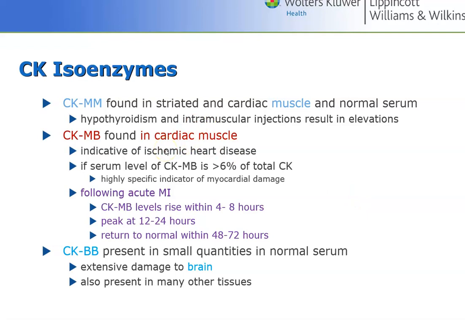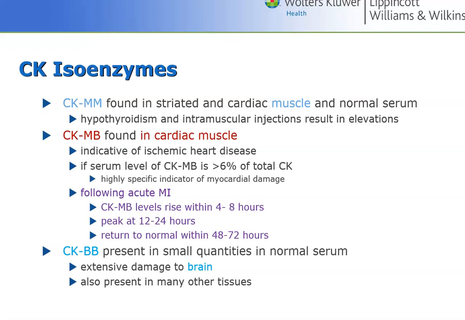If your CK is elevated, and it has to be above a certain point, then we're going to be fractionating and looking for a CKMB. If CKMB is greater than 5%, some places say 6%, of the total CK value, that is an indicator that there was myocardial damage. Heart tissue has been damaged in some way, shape, or form. Does it mean that there was an acute MI? No, but it does mean that there was myocardial damage.